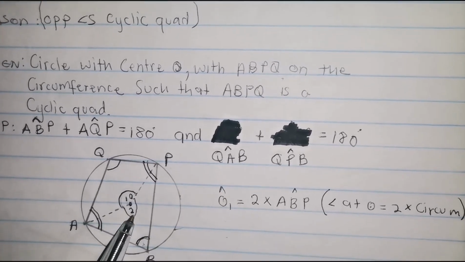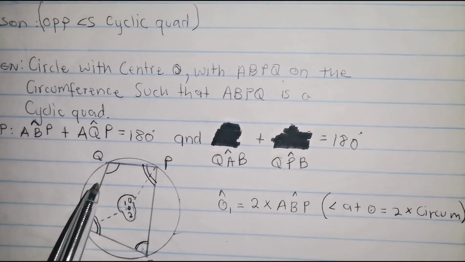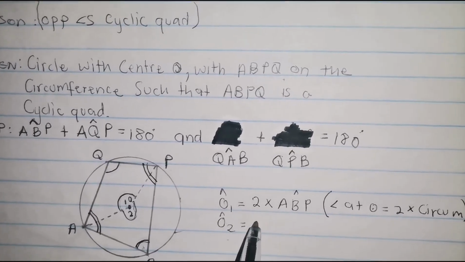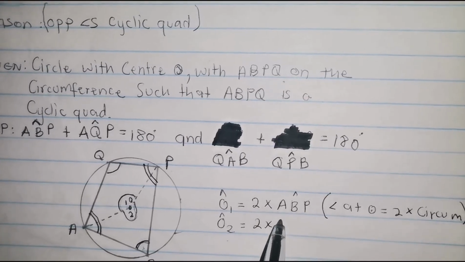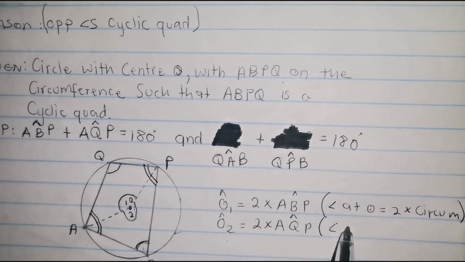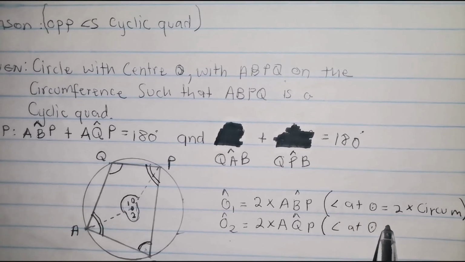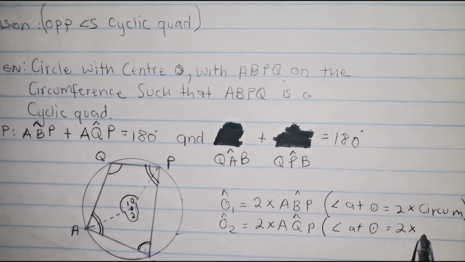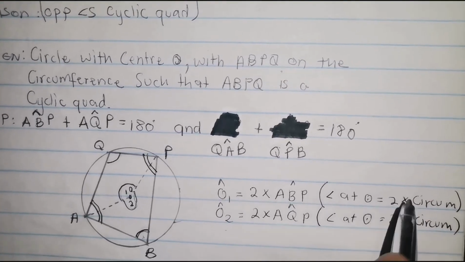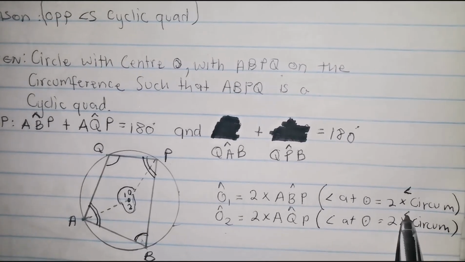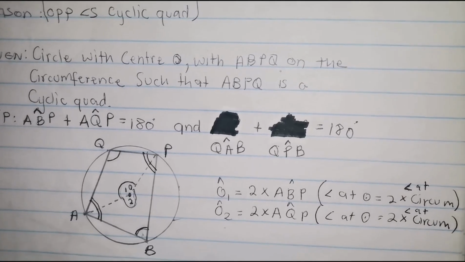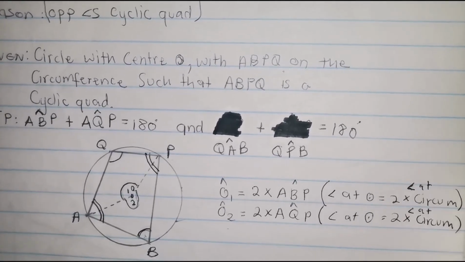Similarly, O2, this angle, relates with this angle. O2 is going to be equal to 2 times angle AQP. Reason, same reason: angle at center equals 2 times angle at circumference.